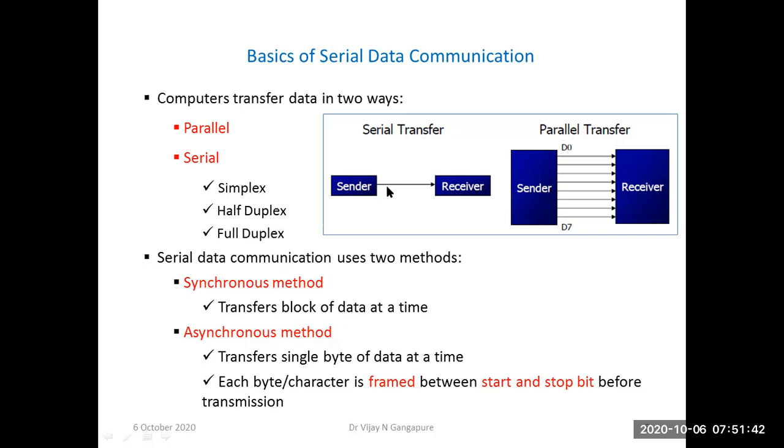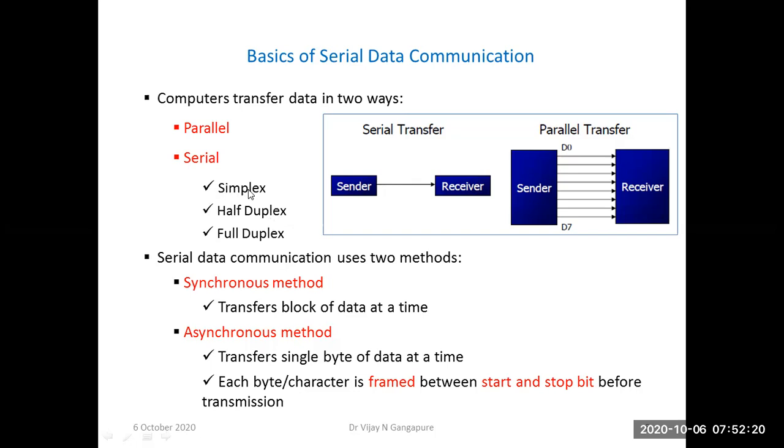Simplex means serial data transfer is possible in only one direction, like shown in this figure. So this sender can only send data to this receiver, and the receiver can only receive data. That is simplex. Half duplex means at a time this sender can send data to this receiver, or the receiver can also send data to the sender. Two-way serial data transfer is possible, but one at a time. So that is half duplex.